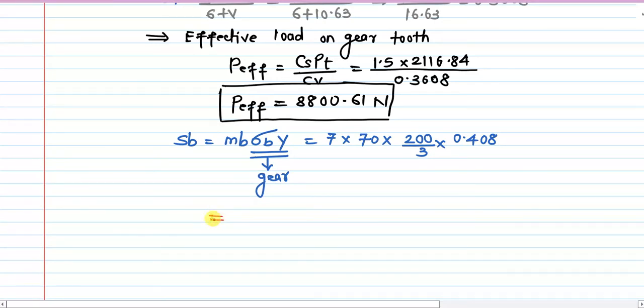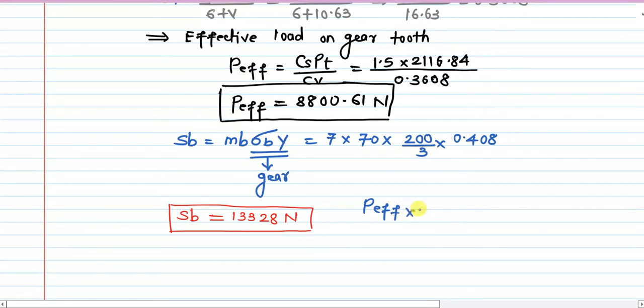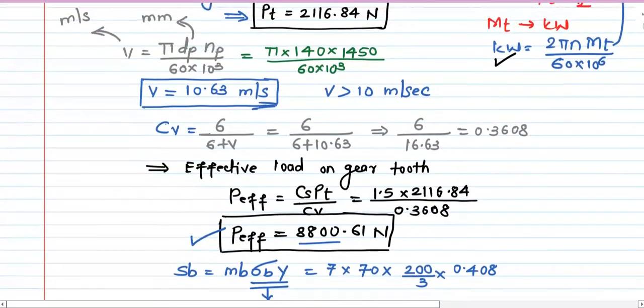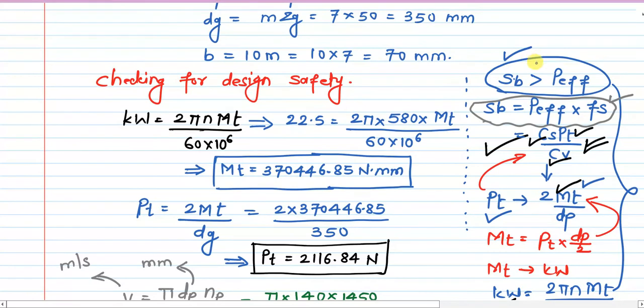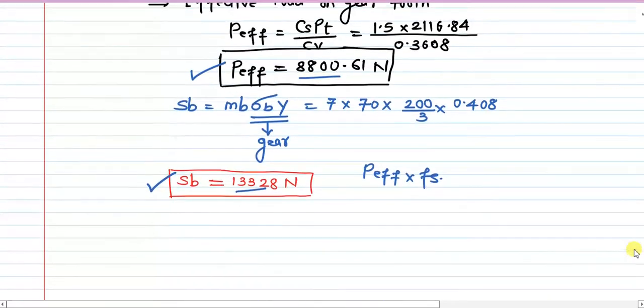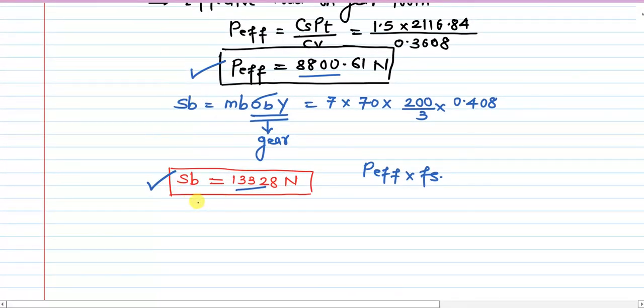So now we come to know SB is equal to 13328 newton. But then we have to compare this value of SB against the product P effective into FS. Already we have this value of P effective and this value of SB. We can see that the value of P effective is less than the value of SB. So our criterion that we saw in the beginning, in the understanding phase, SB should be greater than P effective, is getting satisfied. That is a relief for us, that yes, we are going in the correct direction, and we will just verify how correct we are.